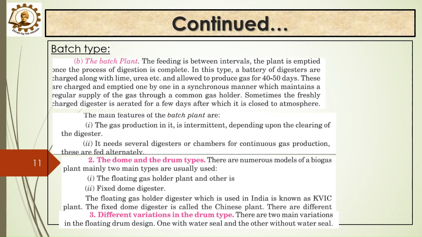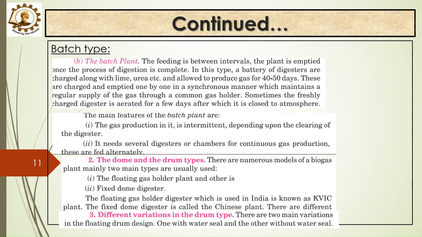So, what are the main features of the batch type plant? It is analogous to producing certain things in batches, not in a continuous process, then cleaning it, charging it again, and producing things in batches. The gas production is intermittent, depending upon how we maintain and clear the digester. Also, it needs several digesters or chambers in series for continuous gas production, which are fed alternately.